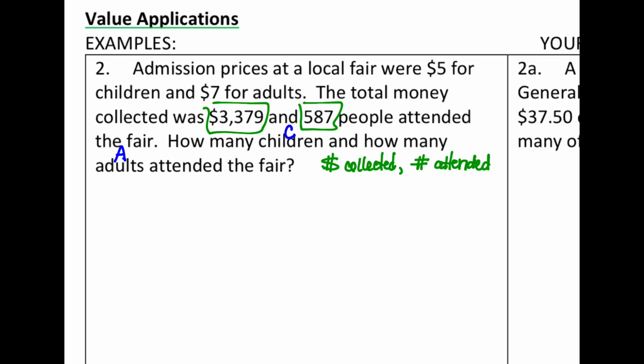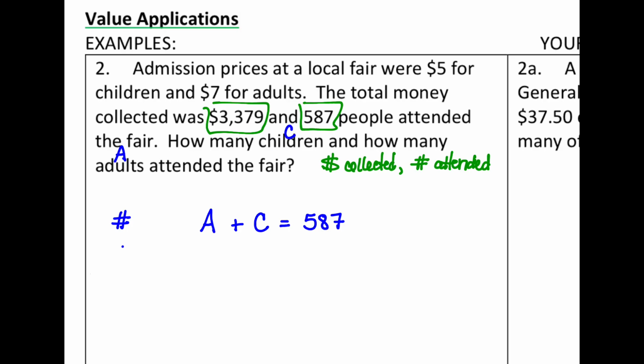So you're going to have two equations. You're going to have one equation for money and you're going to have one equation for the number of people who attended. Okay, this one's the easier one, so let's start there. So we're going to start with A for adults and C for children. This represents the number of adults plus the number of children who attended is equal to 587. Okay, so this math sentence equation is about the number of people.